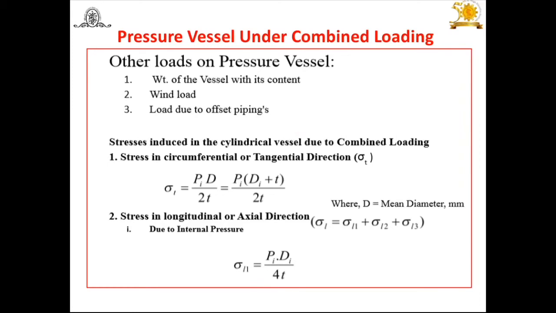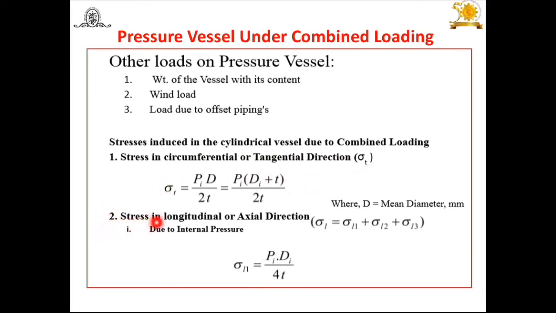Now let us consider the first one: stresses induced in the cylindrical vessel due to combined loading. Because of this combined load, we are going to consider all these things here. Under combined loading, the stress induced in the circumferential or tangential direction is calculated by, we know, this equation applicable for thin cylinders. Stress in the circumferential direction sigma t = p D / 2t, where D is the mean diameter, given by Di + t. By using this expression, we can find the stress in the circumferential or tangential direction.